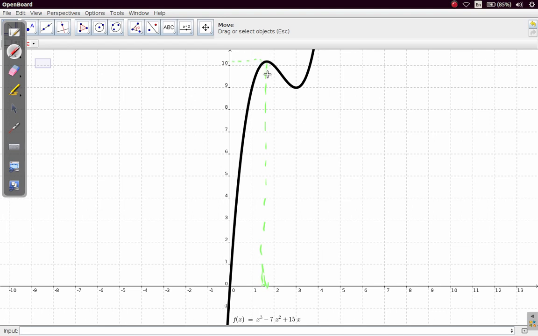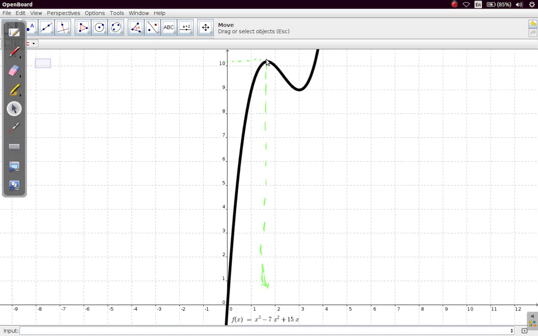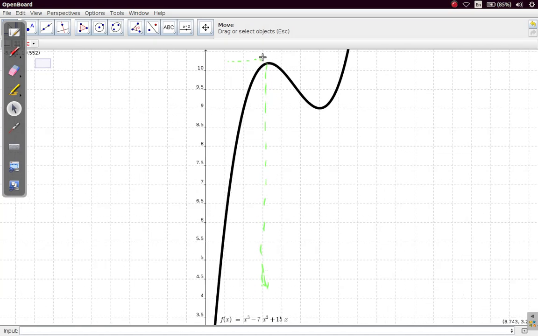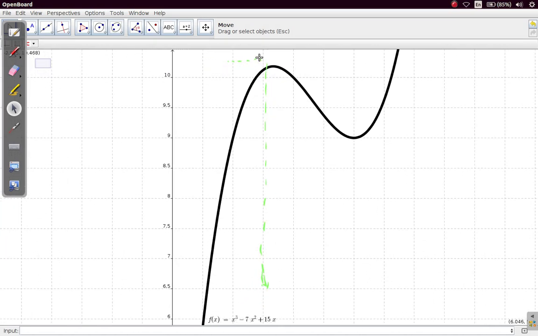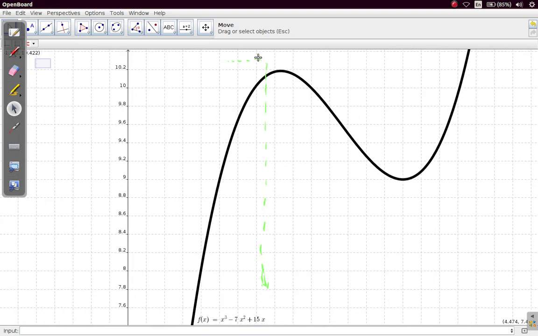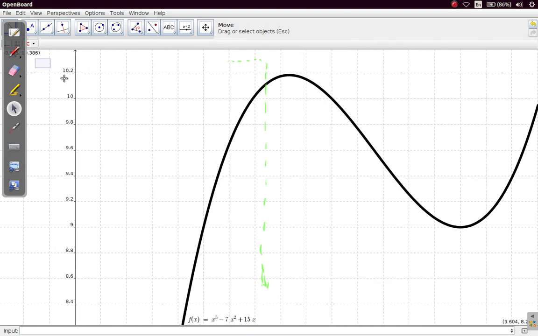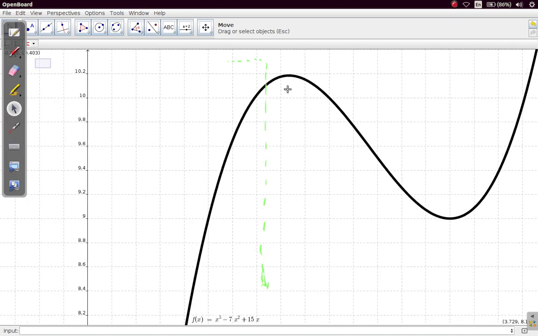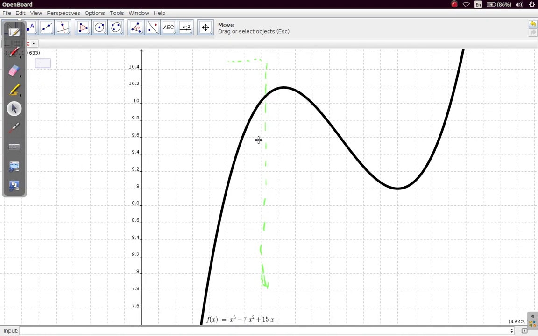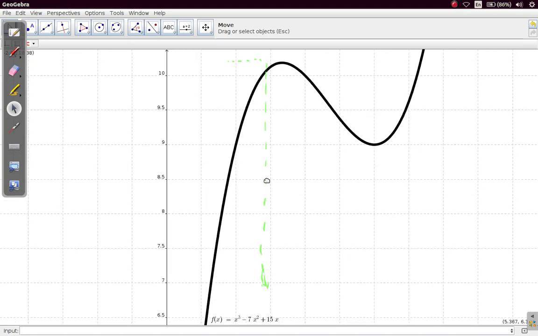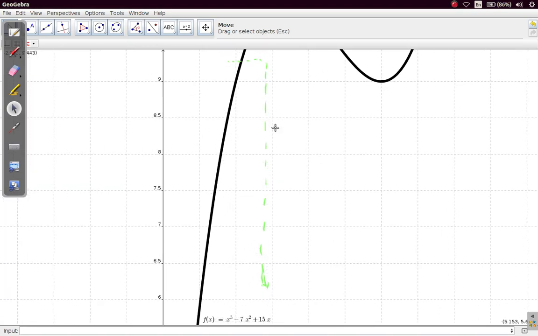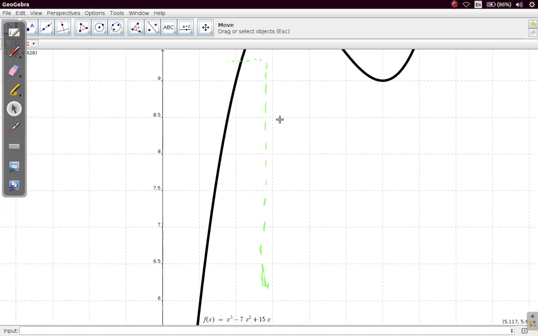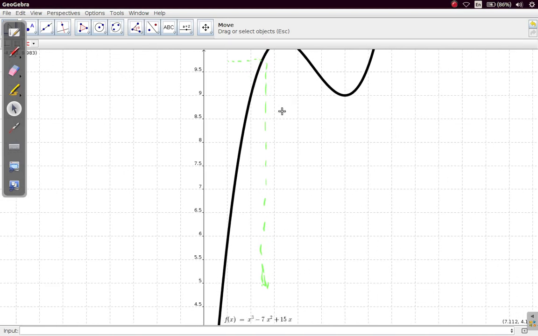You can see that, right? If we zoom in some more, we can see that it passed 10. It's 10.19 and it's a little less than 10.2. Good. So we have that. All right. Now, what about the other point?